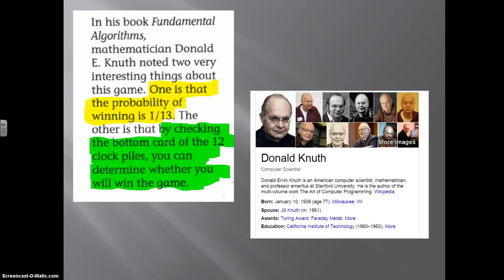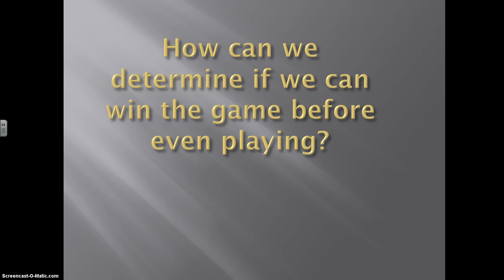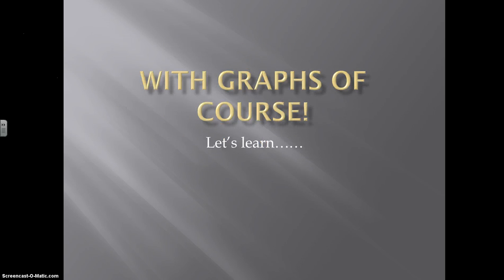We can thank Donald Knuth for this. A couple of interesting things he noted about Clock Solitaire is that you only have a 1 in 13 chance of winning, and that we could tell before you play the game if you're going to win, if we know what card is at the bottom of each of the 12 clock positions, not the kings. So how can we determine beforehand if we're going to win?